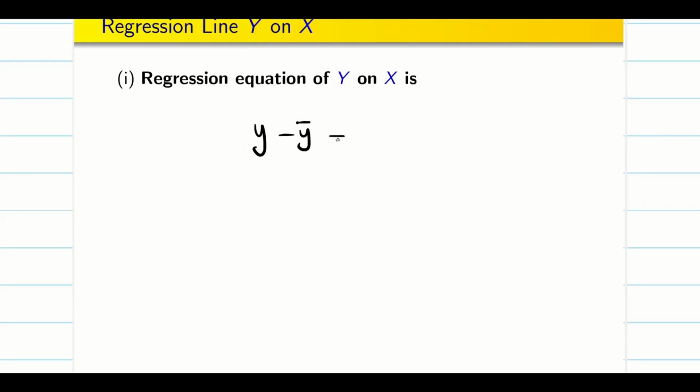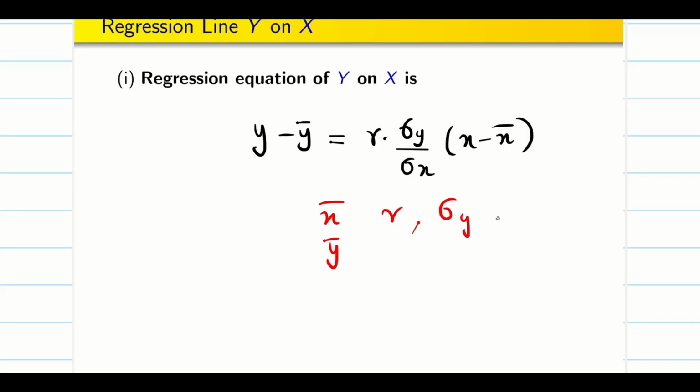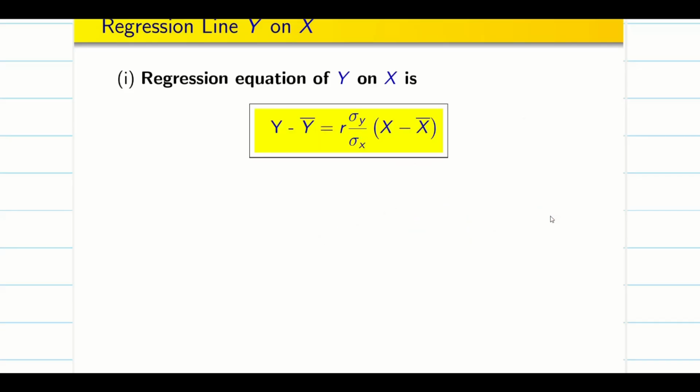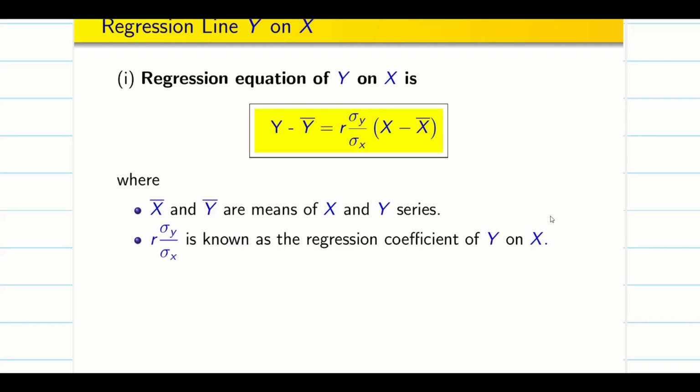Now we are going to write the regression equation y on x. It's going to be y minus y bar is equal to r into sigma y by sigma x, into x minus x bar. So to find the regression equation from the problem point of view, we need these data: x bar, y bar, r, sigma y and sigma x. The x bar and y bar are nothing but the means of the series x and y, and we know sigma x and sigma y are the standard deviations and r is the correlation coefficient.